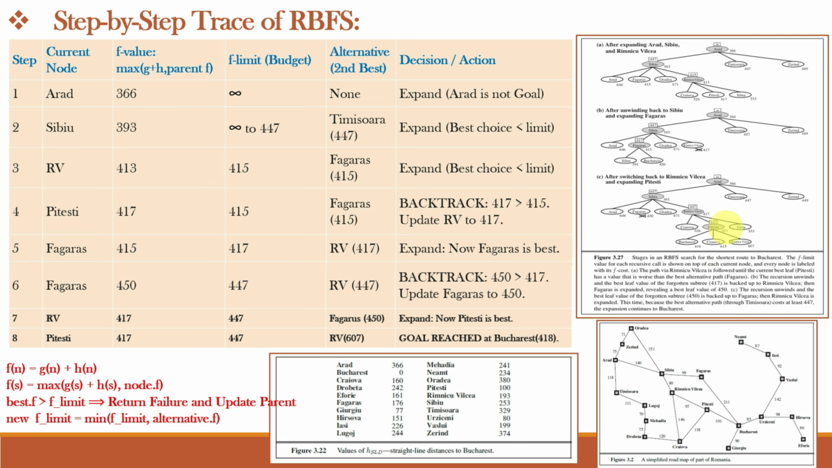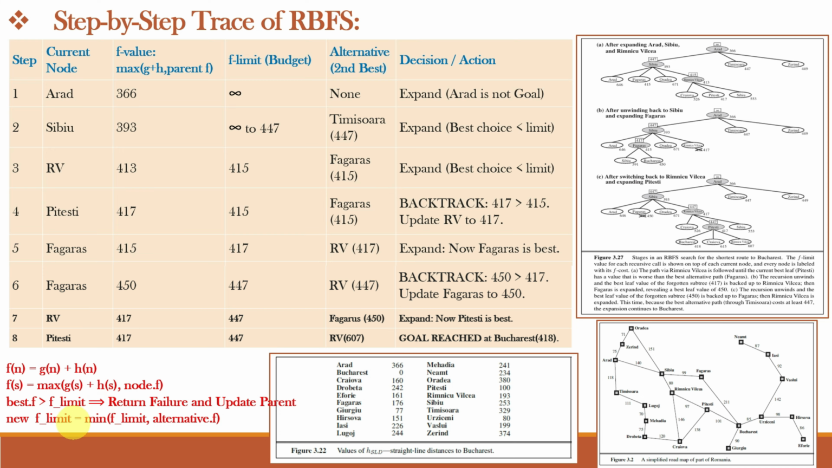So again for these three cities we need to calculate the F value using this equation that is written over here. Now among these three, which one is best? Best is Pitești at 417. So now we compare, is best F, that is 417, greater than current F limit? The current F limit is 447. No, it is not greater. So it will go ahead and find the new F limit.